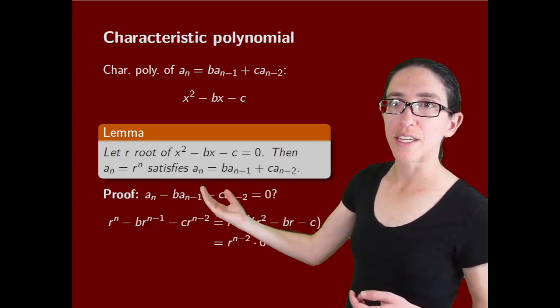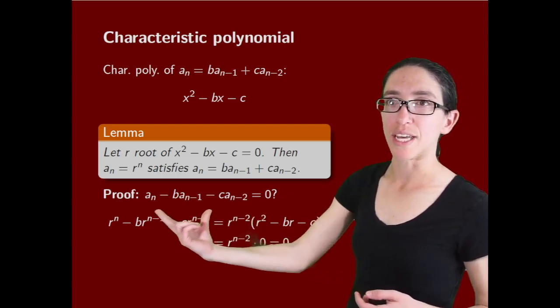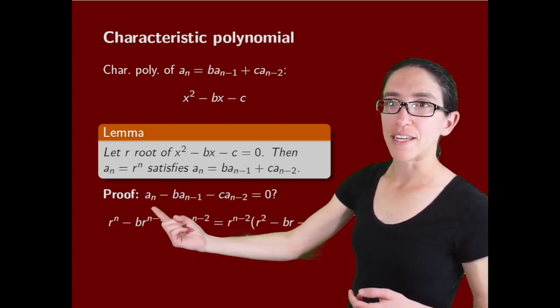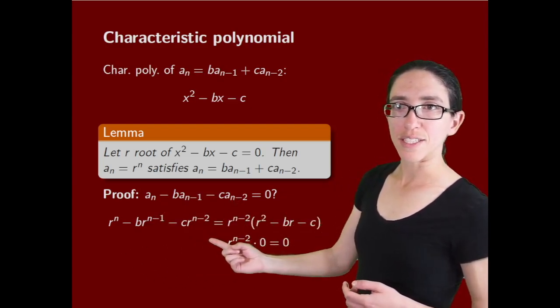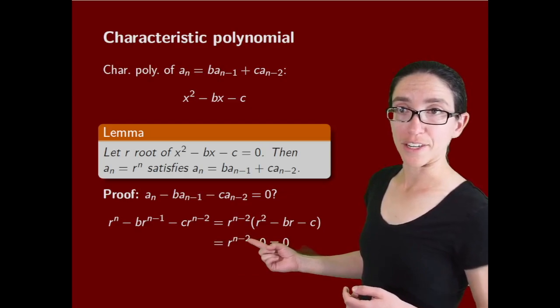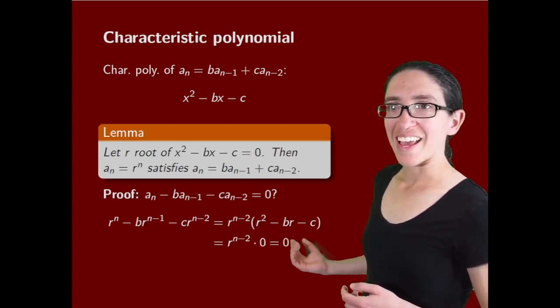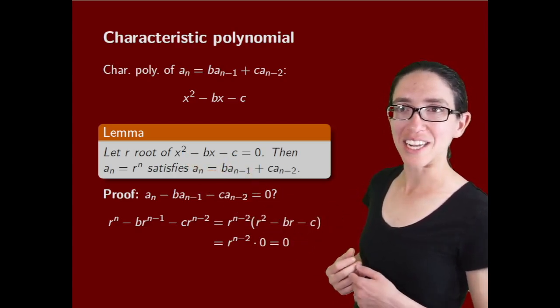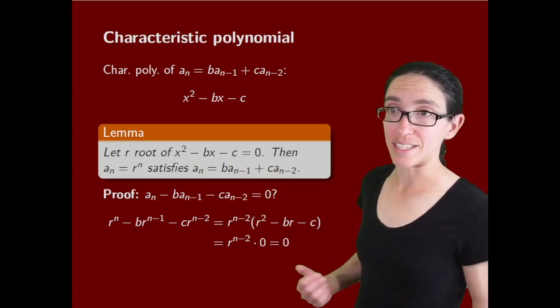So if we plug it in to the modified version of the recursion where, like I said, we put everything on one side of the equation and set it equal to 0, then plug in r to the n here and r to the n minus 1 and r to the n minus 2, and we get this expression, which we can factor r to the n minus 2 out of, and we get r squared minus br minus c. And r squared minus br minus c is exactly this side with r plugged in for x, which we know is equal to 0 because r is a root. And so this whole thing is indeed equal to 0.